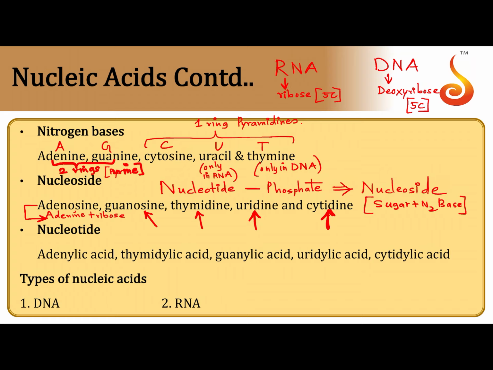And how do you know that there is a phosphate? If a phosphate is there, you will call it a nucleotide and you will see acid written in the name. Whenever you see acid in the nomenclature, that means it's a molecule that has phosphate. And the moment you think that there is a phosphate, it cannot be a nucleoside, it has to be a nucleotide. Like I told you, the two different nucleic acids are DNA and RNA.